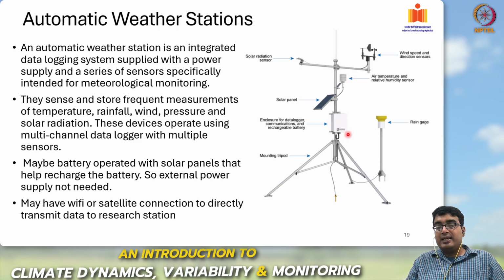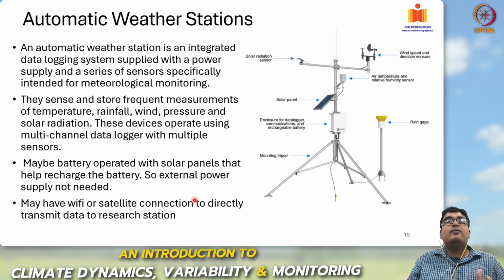Okay, and this is our data acquisition system taking data and recording it here. It may be battery operated with solar panels that help recharge the battery. So an external power supply is not needed, which makes it very convenient. It may have Wi-Fi or satellite connection to directly transmit data to the research station. So these are often installed in the field in various places. They are connected by Wi-Fi to a centralized research station, and from that different climatological and meteorological data can be obtained.